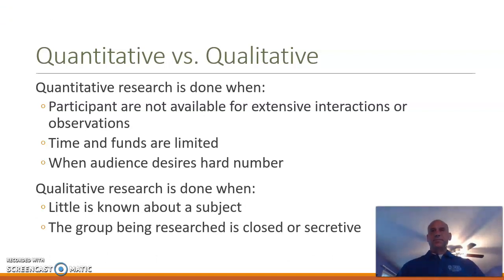Qualitative is done when little is known about the subject, because we said it's inductive reasoning. So we're going to start with very little and gather information. Then we can potentially make our hypothesis. Or the group that we're researching is very closed or secretive, and so we kind of have to infiltrate that group and then do our interviews and get that information.